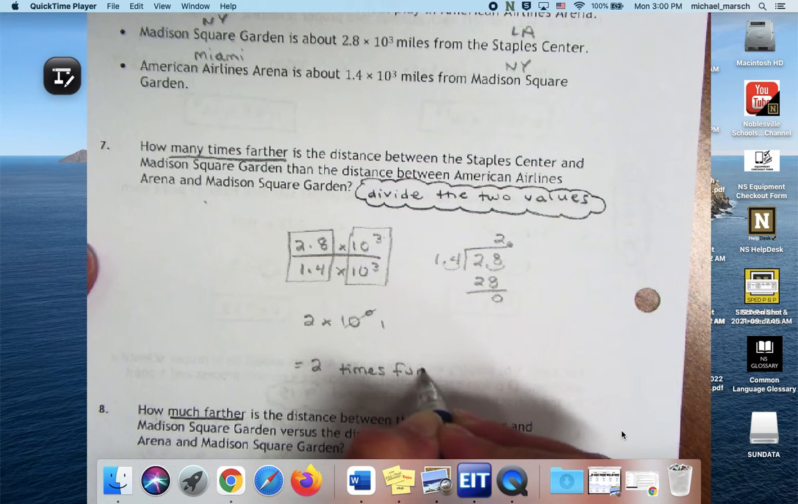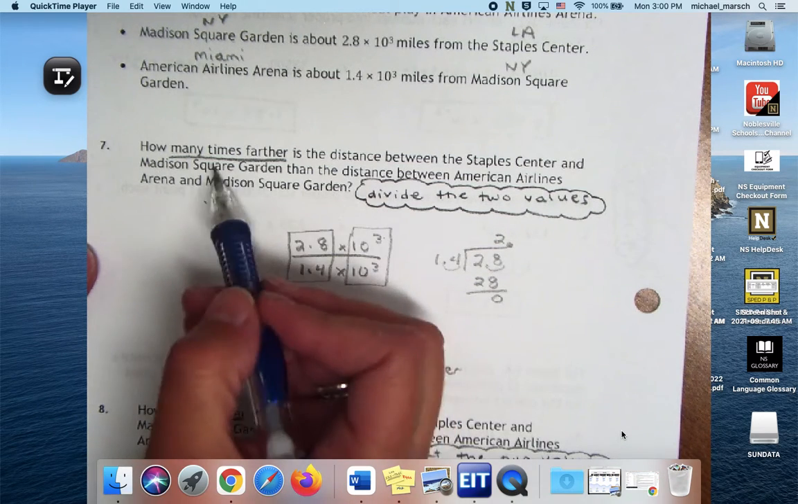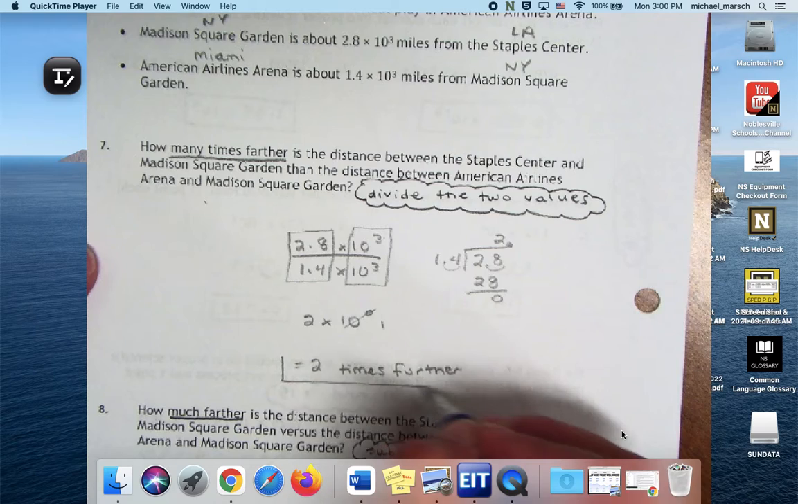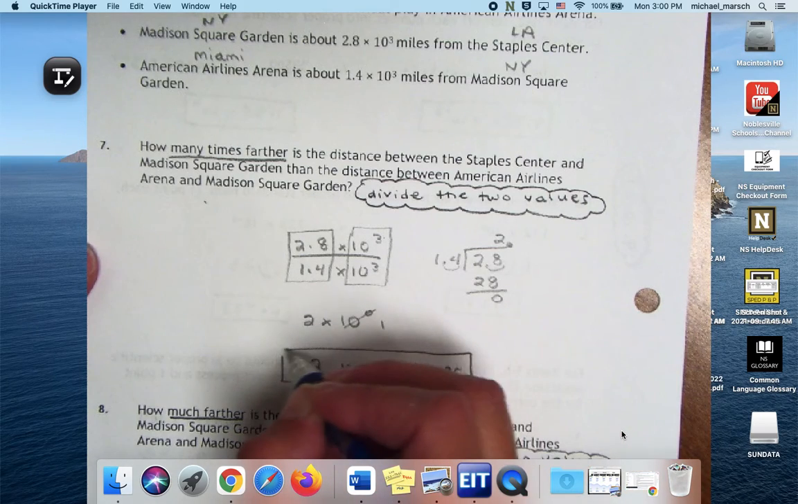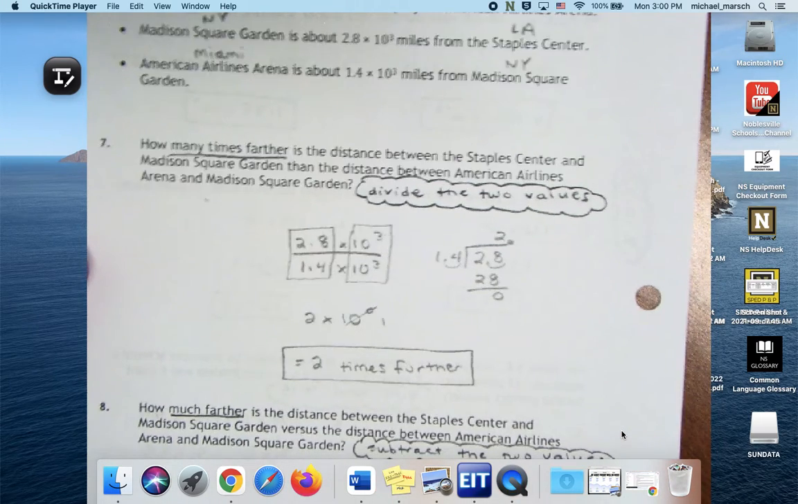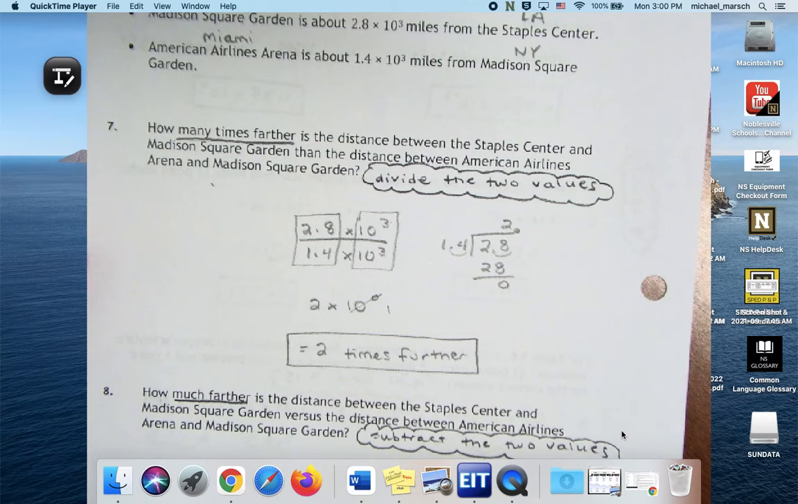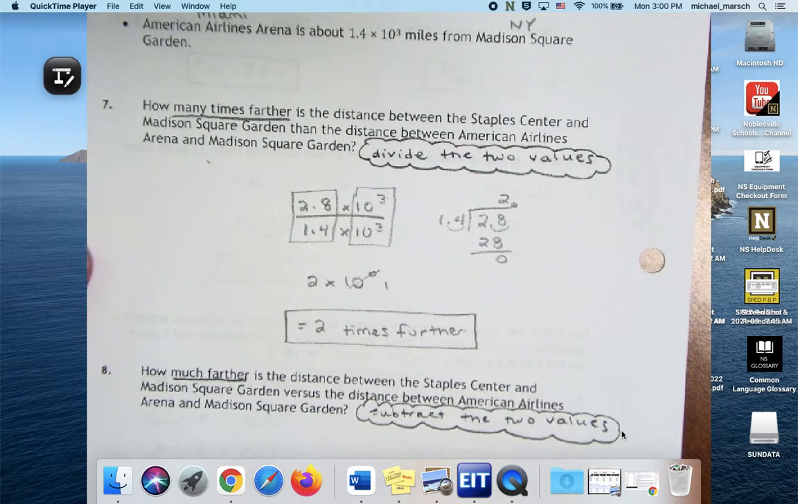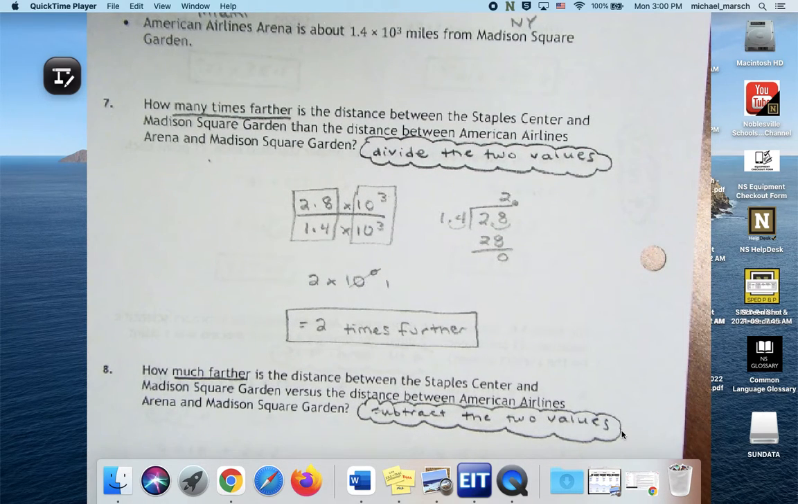You have to write times further. Yeah, because that's what it asked. How many times further? Farther, further. Yes, Chris. I put them into standard form and then divided. Is that alright? Yes, if you can do that without a calculator, that's fine. I did the same thing. I'll take it. Did you get the right answer? Great. Good job, Chris.